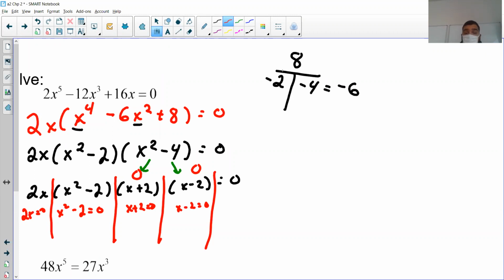Okay? I'm going to rewrite everything here, okay? So it's going to be, let me put this here. I'll do one piece at a time. So part 1, 2x equals 0. What would I do to both sides to get x by itself? Divided by 2. 0 divided by 2 is still 0. X equals 0 is one of your answers.